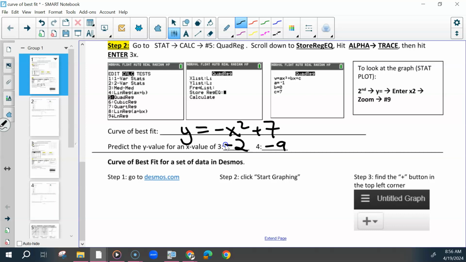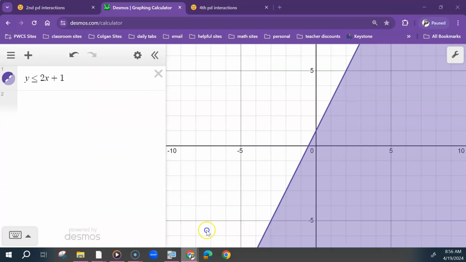Before we do this in Desmos, do we have any calculator questions on how we got any of that? Directions for Desmos start at the bottom and go to the next page.